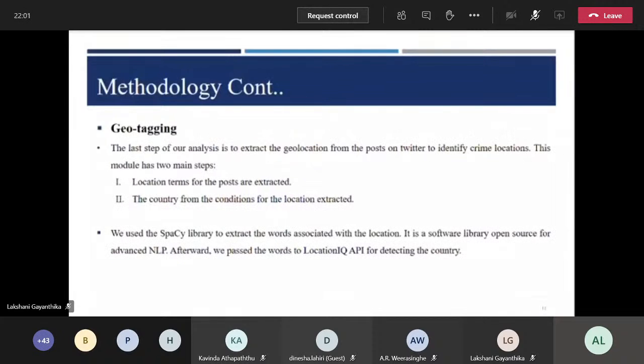In geotagging, the last step is analyzing these to extract the geolocation from the post on Twitter. This module has two main steps. Location terms from the post are extracted, and the country is determined from the extracted location. We use the spaCy library to extract the words associated with the location. It is an open-source software library for advanced NLP. Afterward, we pass the word to the LocationIQ API to detect the country.